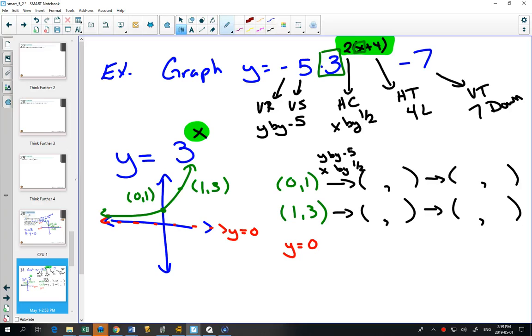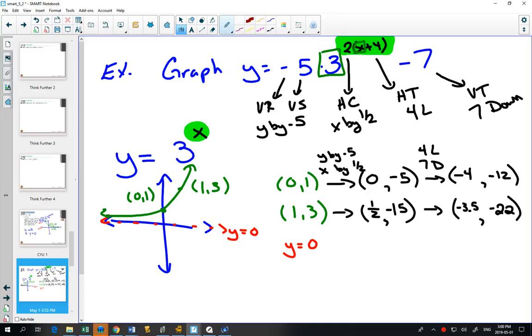Okay? Then what are we going to do? Our translations next, so we need to go 4 to the left and 7 down. So we can do our transformations. If I multiply my x by 1/2, this would be 0. This would be 1/2. If I multiply y by -5, this will be -5. This will be -15. 4 to the left, I'm going to be at -4 and -3.5. 7 down, -12 and -22.